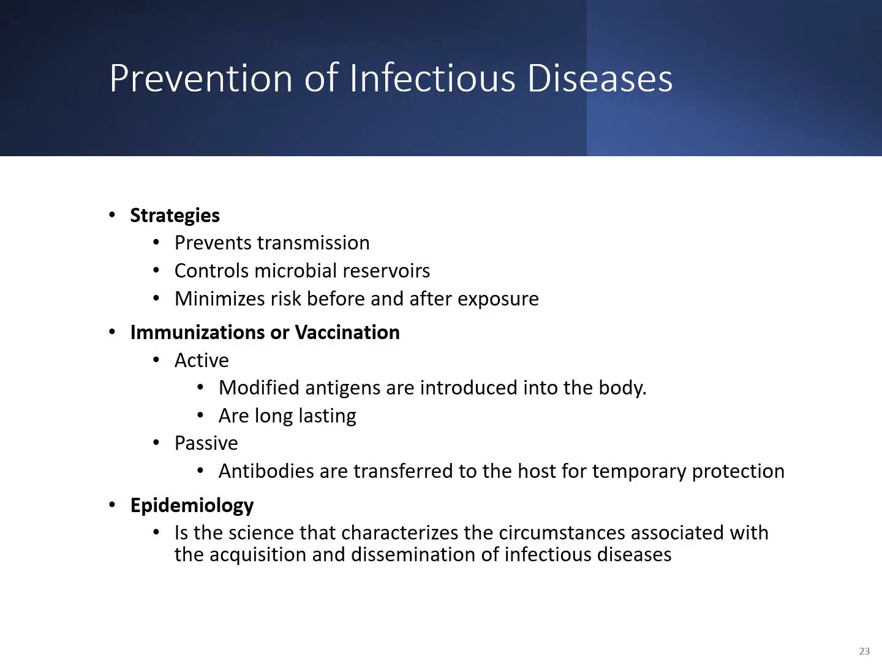So when we look into preventing infectious diseases, we look at a variety of things. We look at different strategies to prevent transmission, to control the microbial reservoirs, and to minimize the risk before and after exposure. So some of these things could include just good hygiene, washing your hands, some of the things that happen within surgical operating rooms now as far as how they scrub in, how they scrub out, making sure that the instruments are cleaned properly.